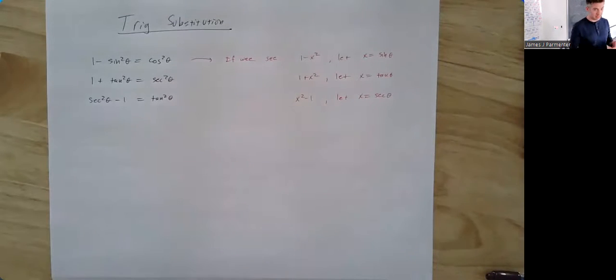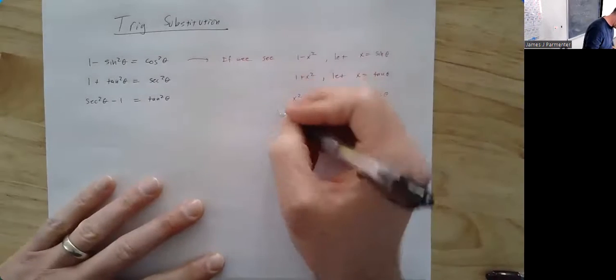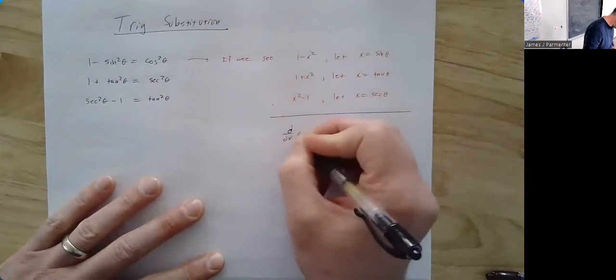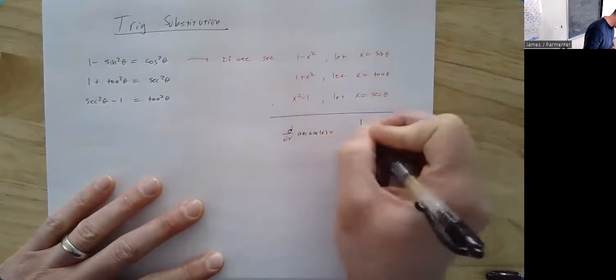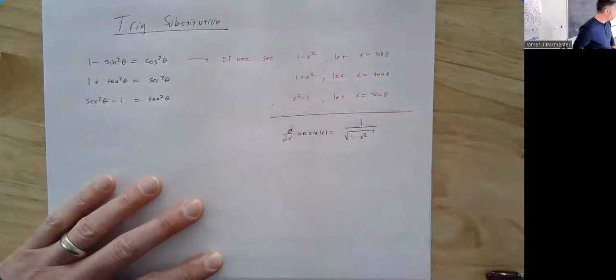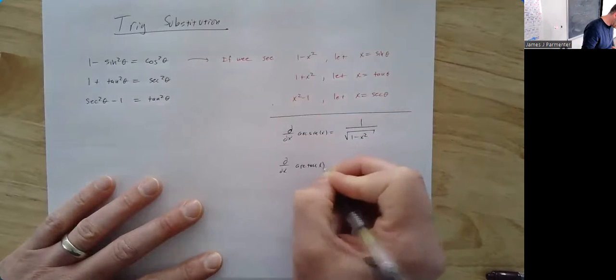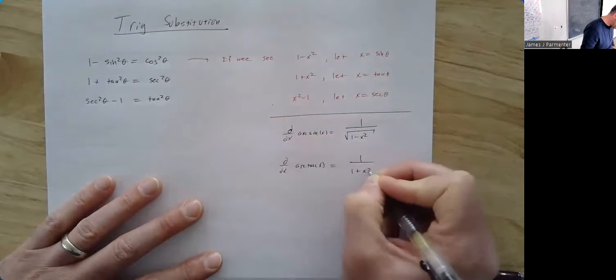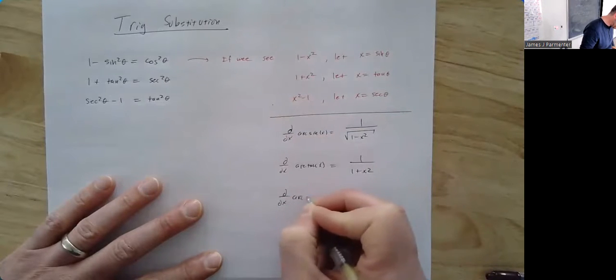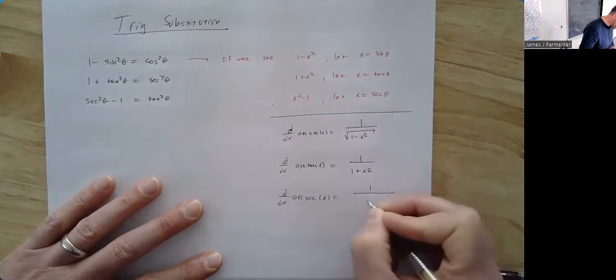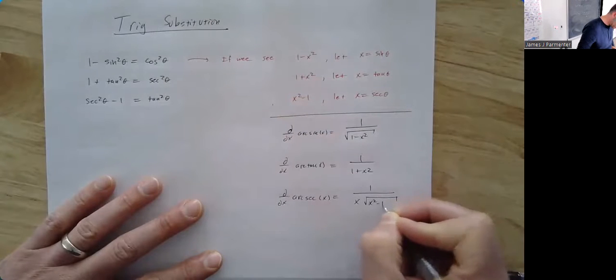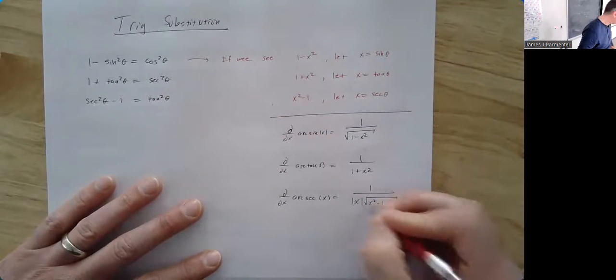The other thing I want to point out, because I think it's actually useful and cool, is that if you think about the inverse trig functions and their derivatives, these relationships are exactly there. The derivative of the arc sine of x has a 1 minus x squared in it. The derivative of the arc tangent of x has a 1 plus x squared in it. And the derivative of the arc secant of x has an x squared minus 1 in it. Absolute value there sometimes, depending on how you learned it.